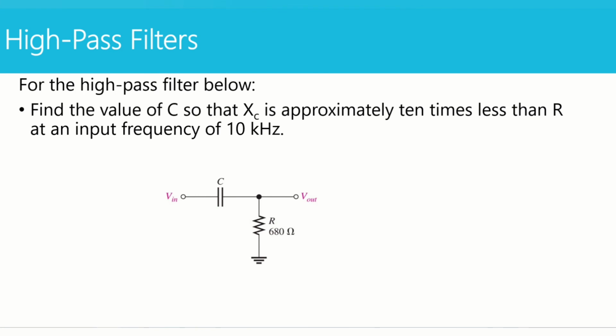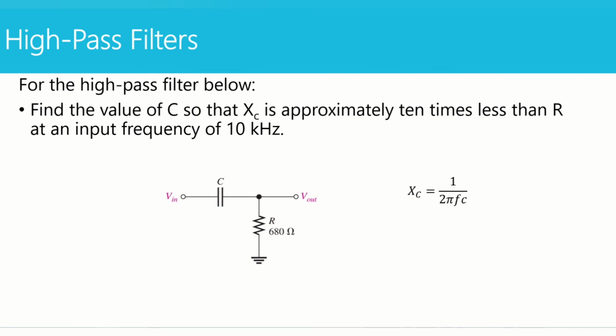All right, and for the next example, we have the high-pass filter shown below. We're going to find the value of C so that XC is approximately 10 times less than R at an input frequency of 10 kilohertz. So we have a lot of information in this problem. Make sure you write down or highlight the important things and make sure you clearly understand what you're supposed to find. In this case, we're trying to find a value of C that fits the description on the screen. We want XC to be approximately 10 times less than R when the input frequency is 10 kilohertz.